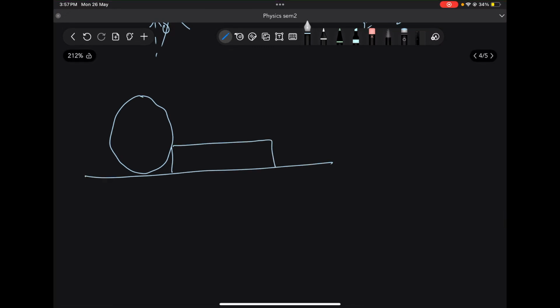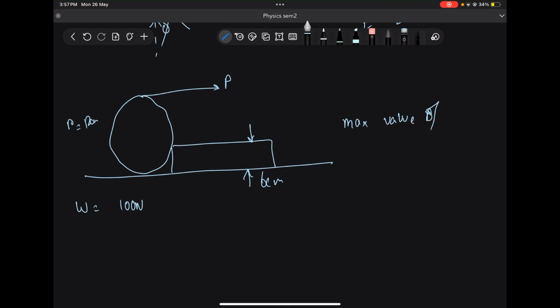We have a ball with a radius of 12 centimeter, and the step has a height of 6 centimeter. A force P is applied like this. The weight of this ball is given to be 100 Newton. What is the max value of P such that the ball remains in contact with the ground?